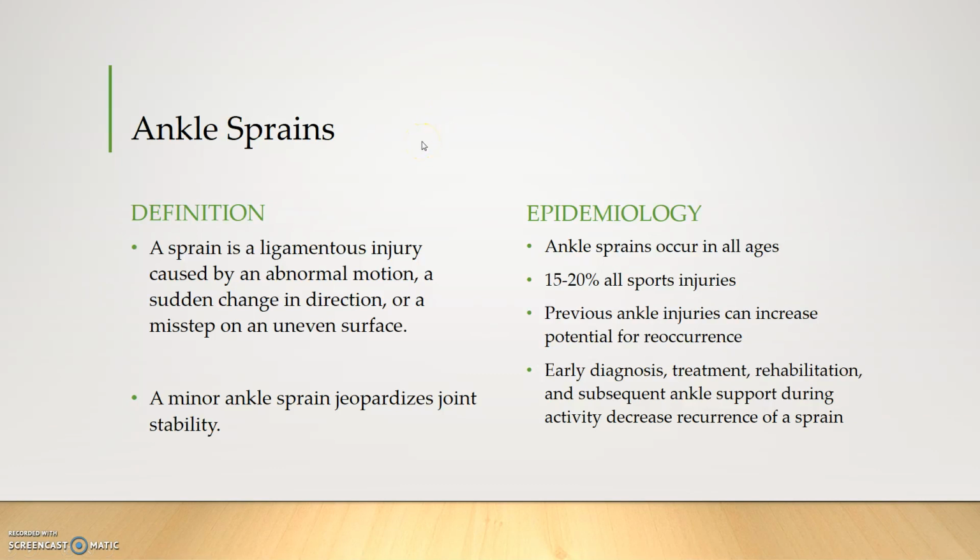It's a ligamentous injury caused by abnormal motion, a sudden change in direction, or a misstep on an uneven surface. Even a minor ankle sprain jeopardizes joint stability. Epidemiologically, ankle sprains occur in all ages, but about 15 to 20% are from sport injuries. Previous ankle injuries increase the potential for reoccurrence, and also early diagnosis, treatment, rehab, and subsequent ankle support during activity decreases the reoccurrence of a sprain.